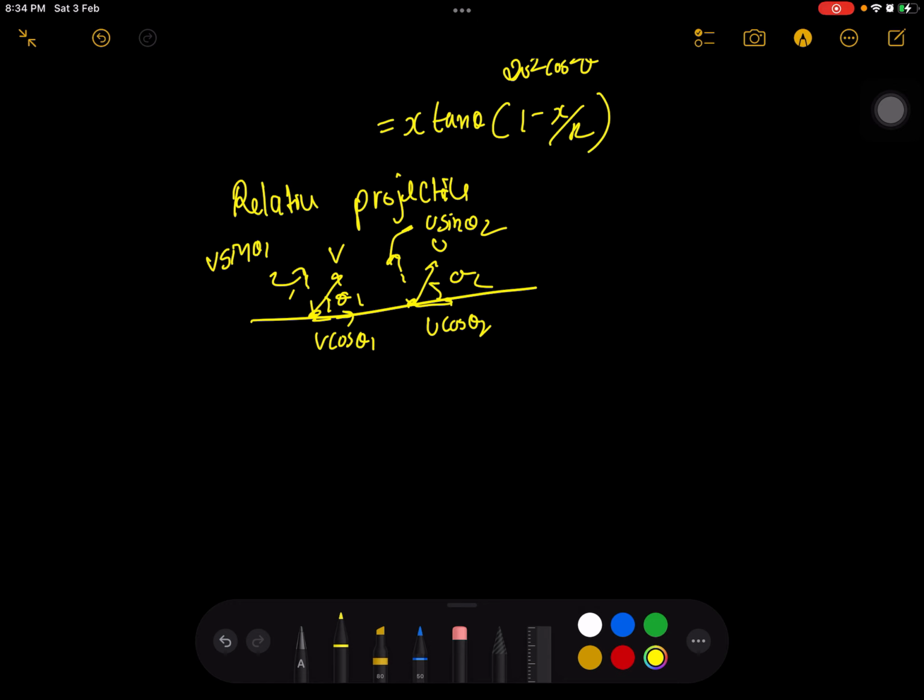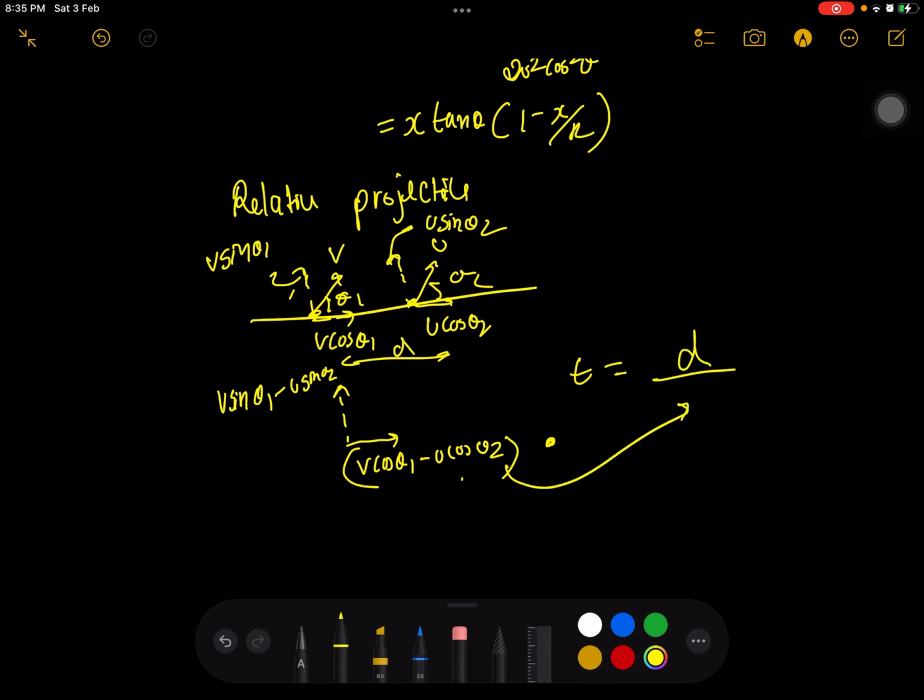Now, if we want to find time of collision of v with u, what we can do is we can make u stationary. So we give the velocity as v sine theta 1 minus u sine theta 2, and v cos theta 1 minus u cos theta 2. Now, this part will still be at rest. This component is the one which will be approaching. And let's say there's a distance d between them. So time is equal to distance by speed, which is v naught.